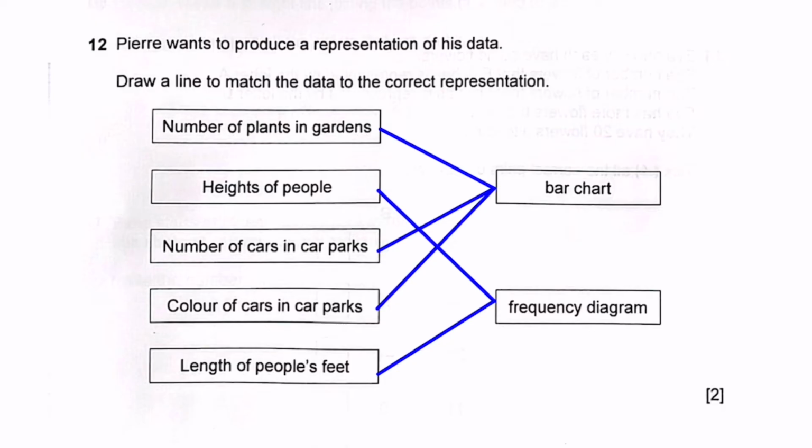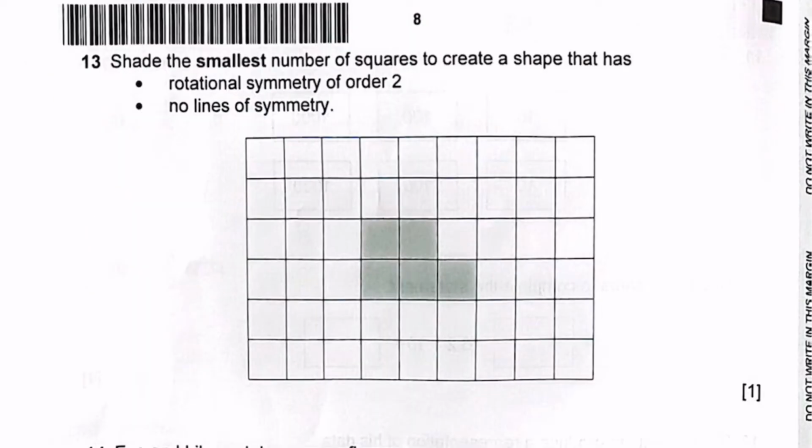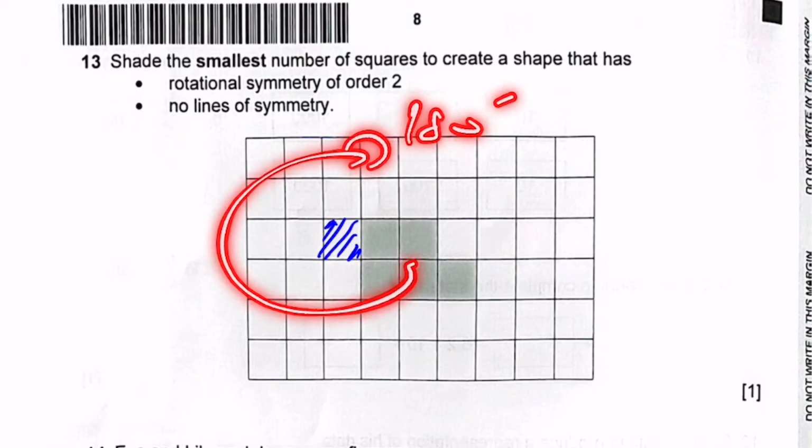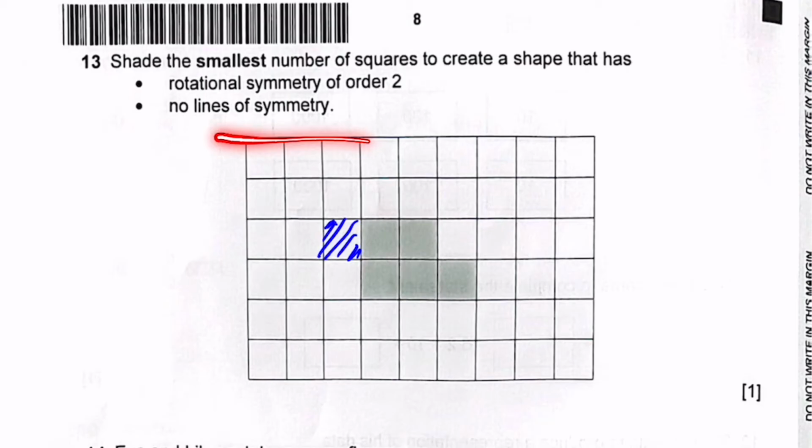Let's go to question 13. Question 13. State the smallest number of squares to create a shape that has rotational symmetry of order 2 and no lines of symmetry. So we need the smallest number of squares that we shade. So actually the answer is just shading this one square, because this makes small number, which is only 1. That will be rotational symmetry of order 2, because if you rotate 180 degrees, you get the same thing again, and if you rotate one more time 180 degrees, you get back to the original position. And then no lines of symmetry, yes, this does not have any lines of symmetry. Just shade that one there. That is the answer.